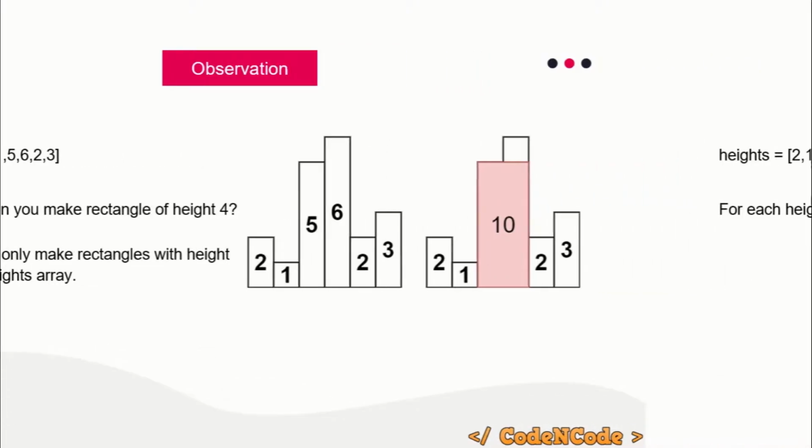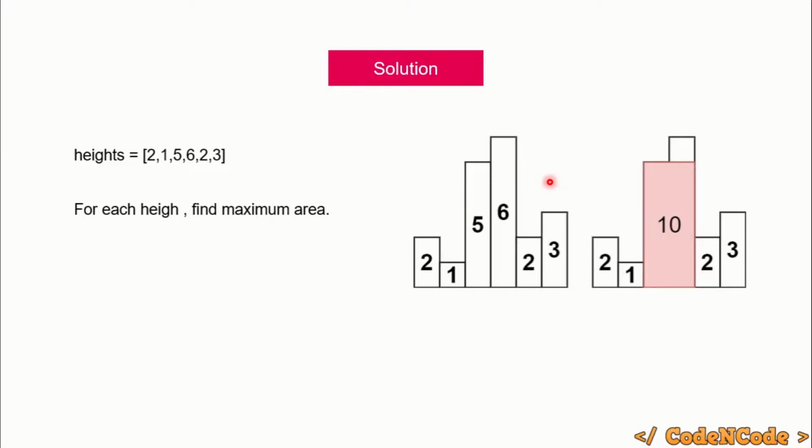Now, the solution. How will we build the solution? We'll build it one height at a time, and for each height we'll try to find the maximum area. What does that mean? Just try to think over this statement and come up with how you could achieve this.